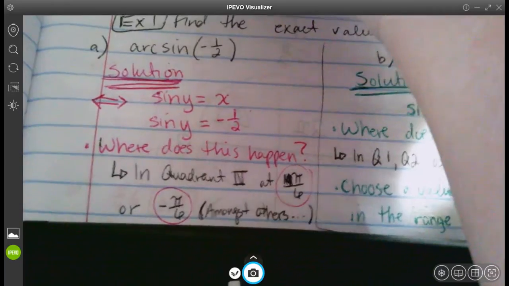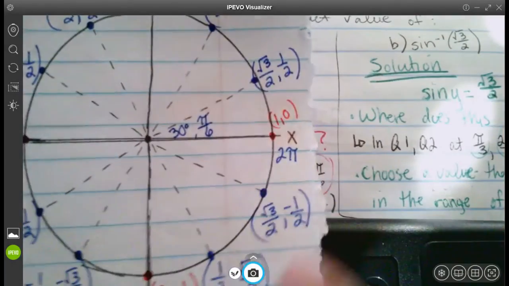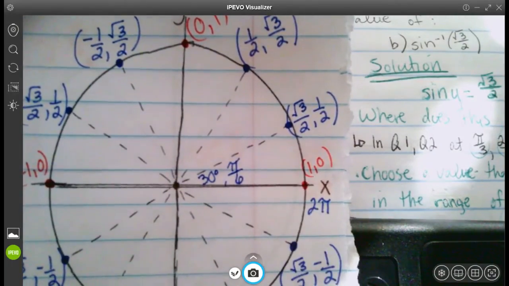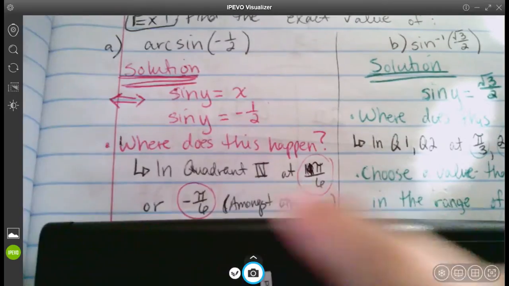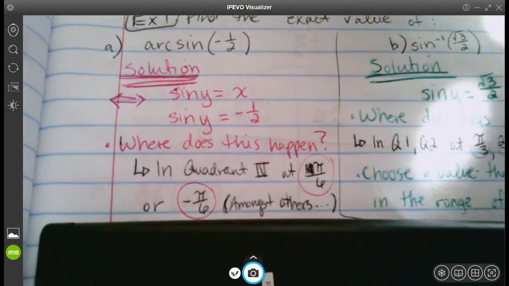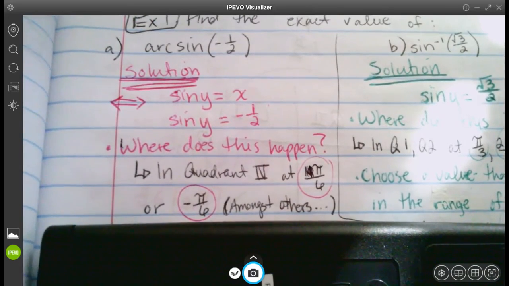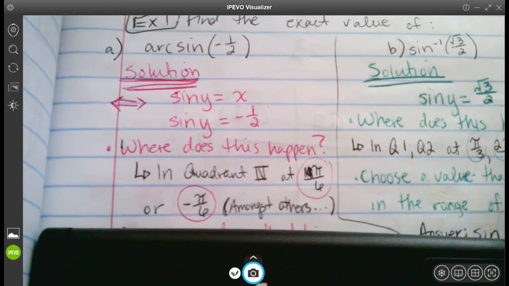So we're going to have to use the negative equivalent. If I go negative angles, if I go this way clockwise, this is now going to be negative pi over 6. So that's the one that I'm going to choose. And I did put amongst others because if we keep going around the circle over and over, we could get more coterminal angles, but we want one that is within our intervals.